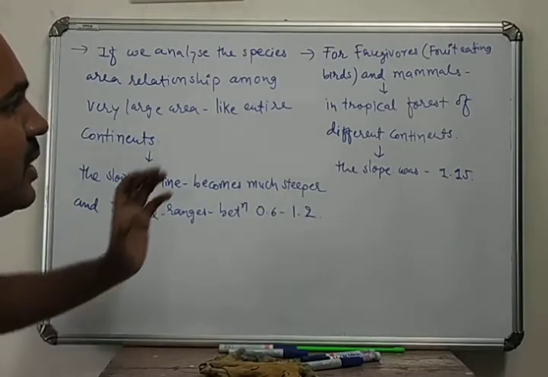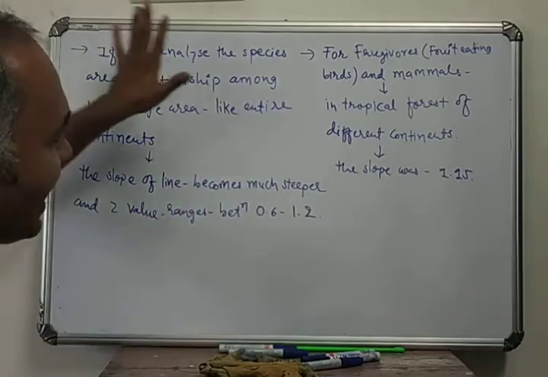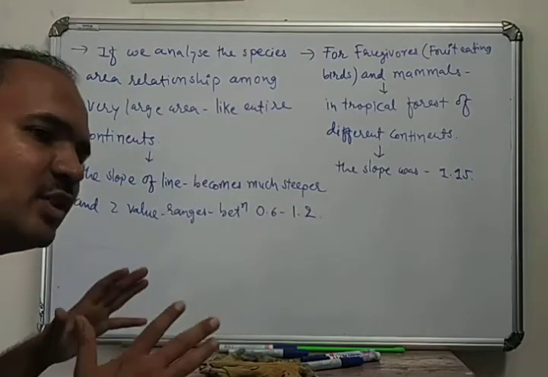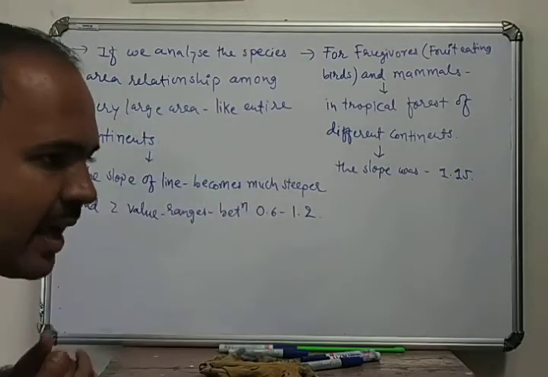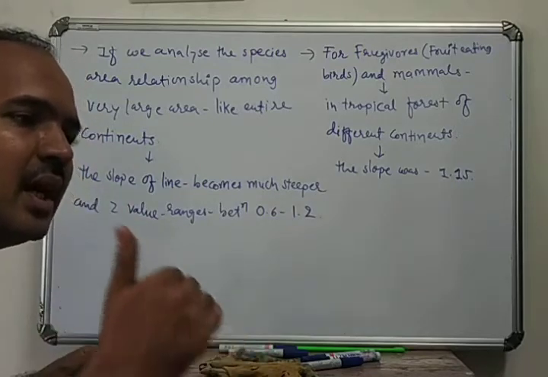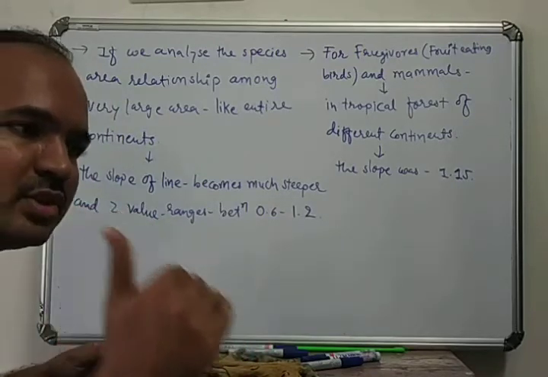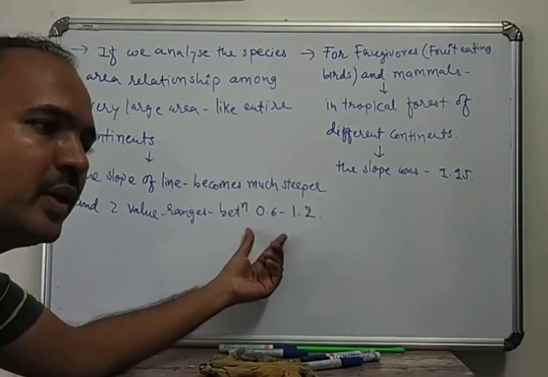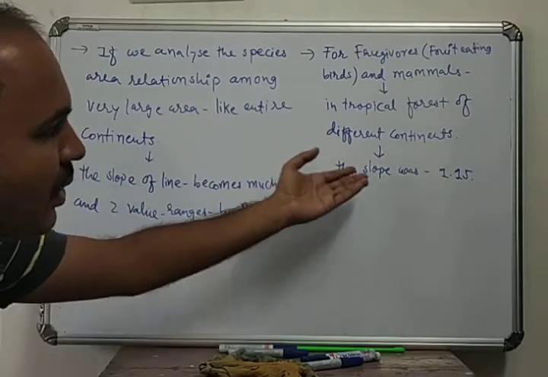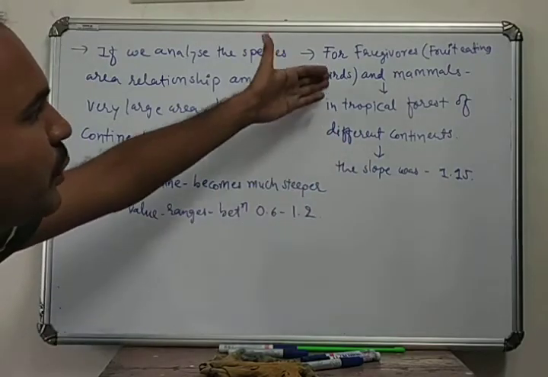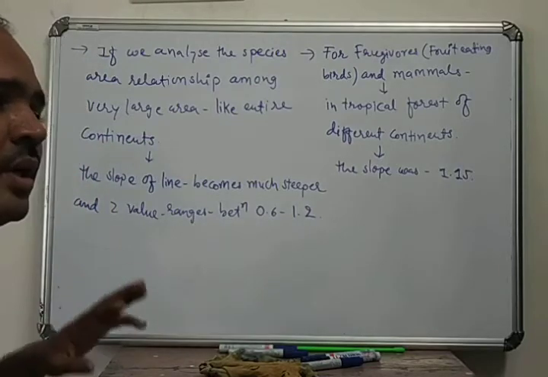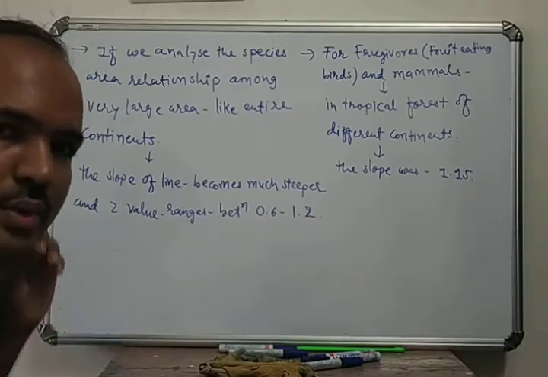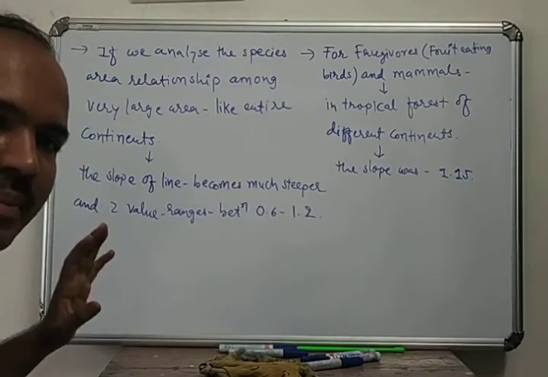So this is about the species area relationship. This is the last line that has been written in the paragraph. This means that if we analyze the species area relationship across a large area, then the slope of the line becomes much steeper and the Z value increases. Sometimes it may reach up to 0.6 to 1.2, and it may also reach 1.5 in the case of frugivores and mammals. So this is all about the species area relationship, which was explained by Alexander von Humboldt. I hope you have understood this topic well.